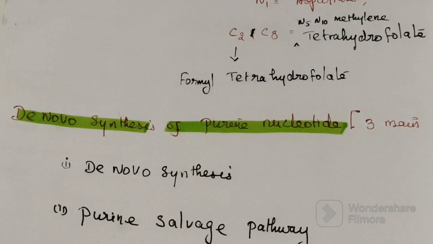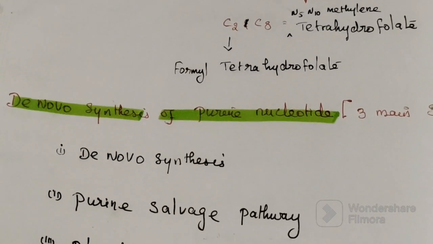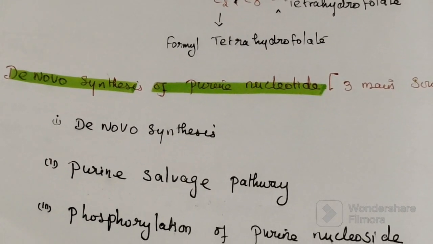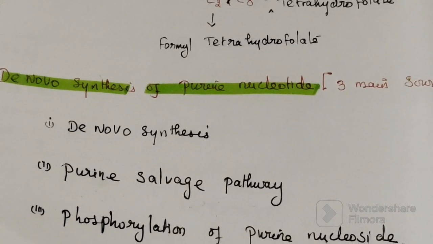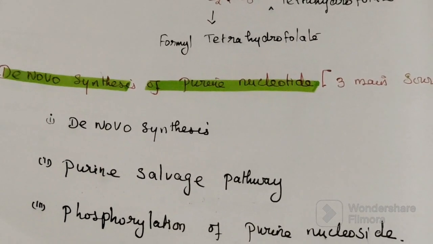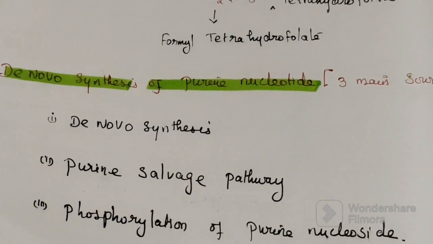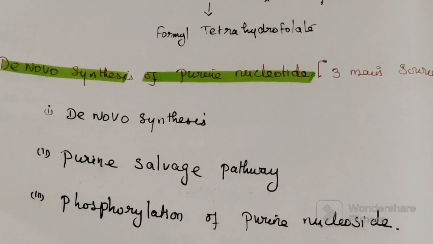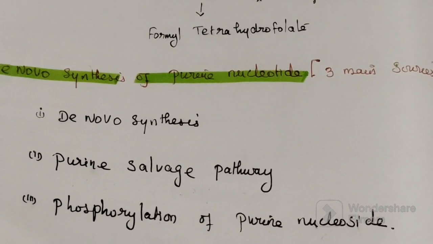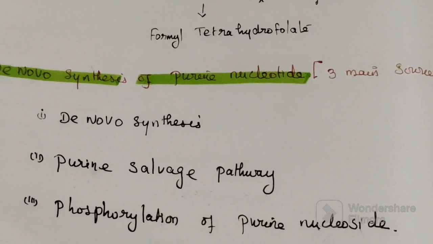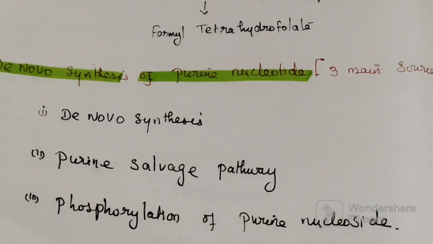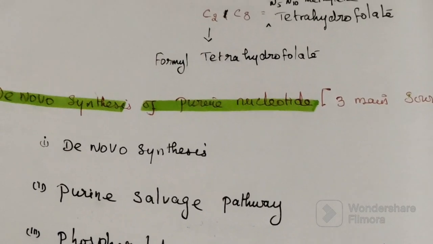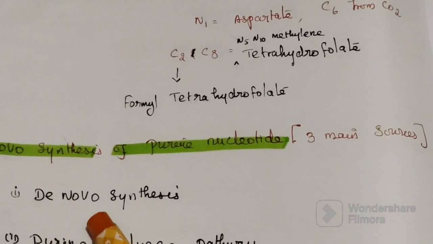Coming to de novo synthesis of purine nucleotides, there are three main pathways for purine synthesis in our body. First one is de novo synthesis. Second one is the purine salvage pathway. Third one is phosphorylation of purine nucleoside. Of these, de novo synthesis is the predominant pathway.